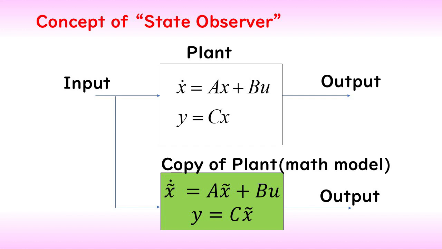Concept of state observer is shown in this slide. When input is added to the plant and output is obtained, then if we consider a copy of the plant as a mathematical model, and we input the input signal to the copy, then we obtain the output. It is expected that the state in the mathematical model is similar to the state in the plant.